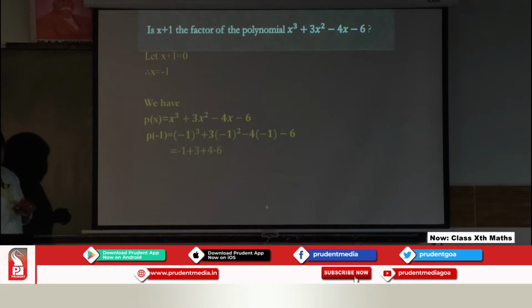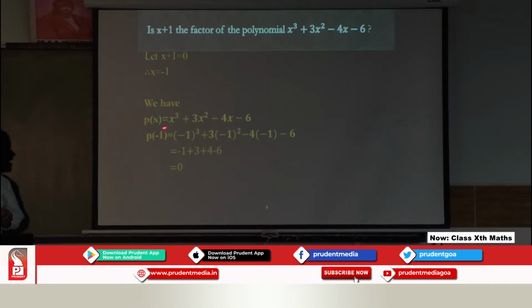So, after you solve this, you get 0. See, 3 plus 4 is 7, minus 1 minus 6 is minus 7. So, 7 minus 7 is 0. So, we are getting the final answer as 0. That means this minus 1 is the zero of this polynomial.